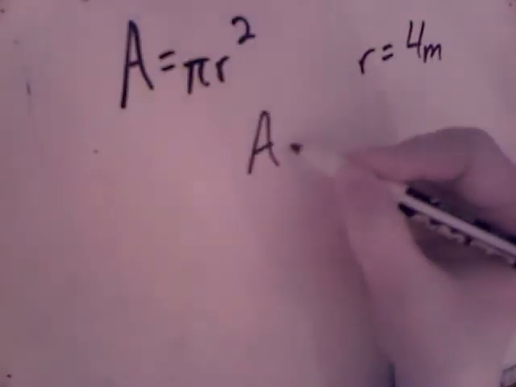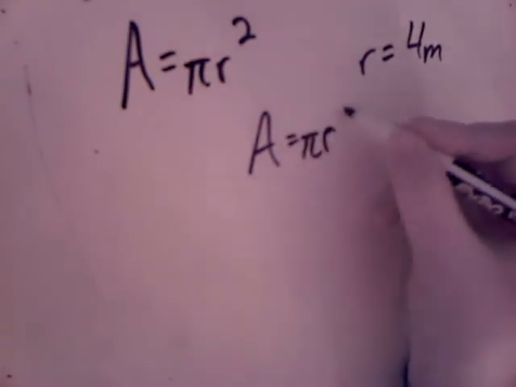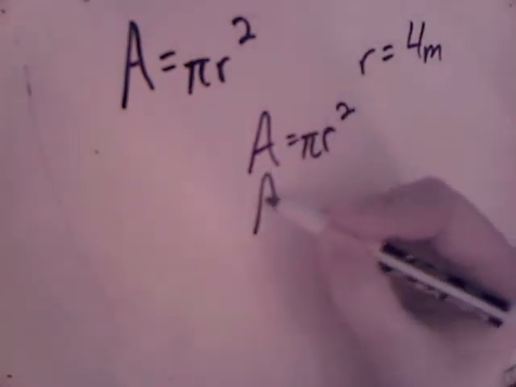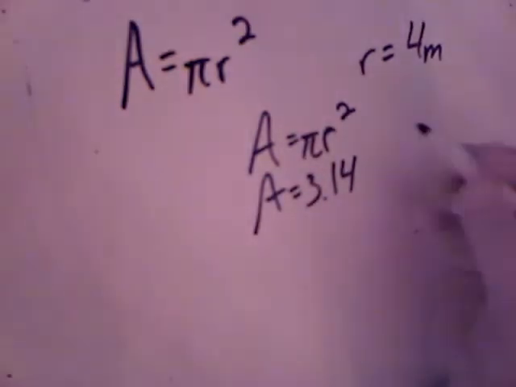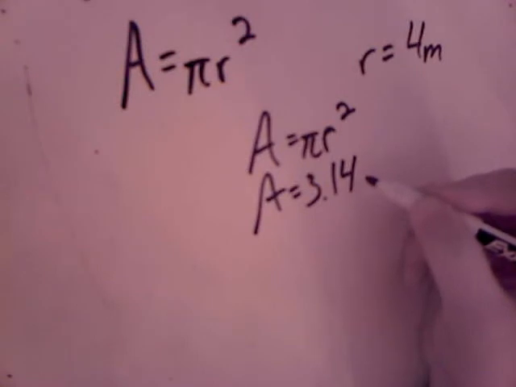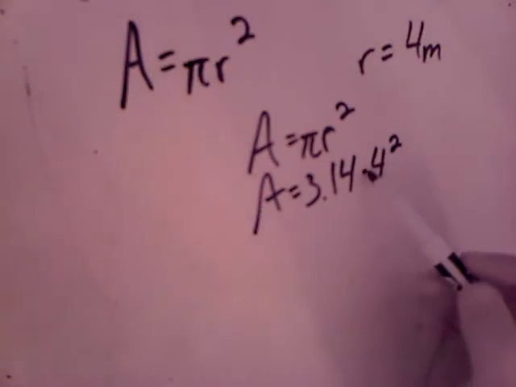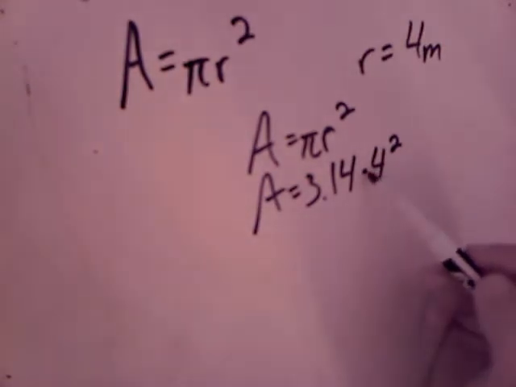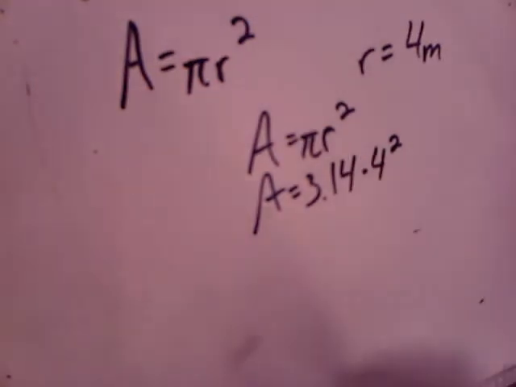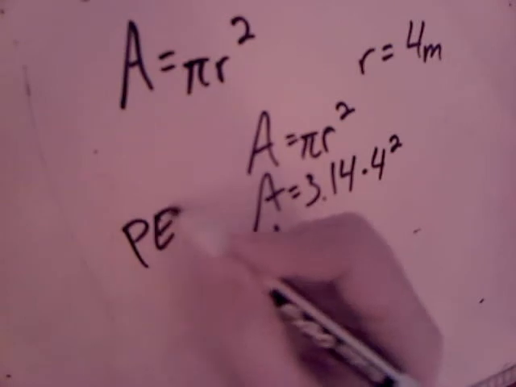So we're going to start off by writing the formula, A equals pi r squared, but then we're going to rewrite the formula, but instead of using pi r squared, we're going to actually put in the number 3.14 times the radius, which is 4, squared. Note that I put in the multiplication sign here so that you remember that no sign means multiplication. We're going to follow PEMDAS.